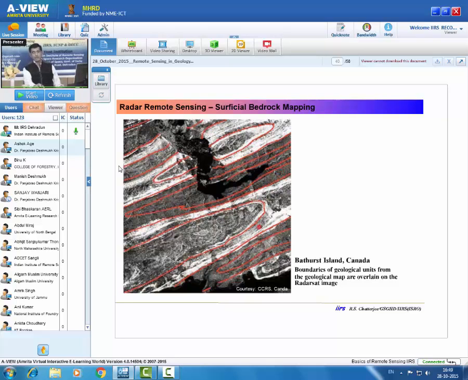So surface roughness is very important for radar remote sensing. The more rough the surface, the more scattering, and if there is more scattering, then there will be more backscattering to the antenna because it is active remote sensing. So limestone appears a bright tone, whereas sandstone is less rough, so it appears medium tone, whereas shale appears darker tone because the surface is getting more and more smooth.